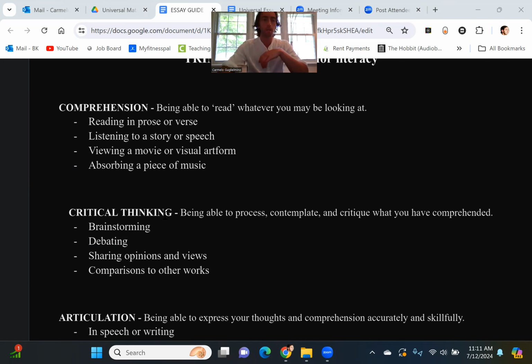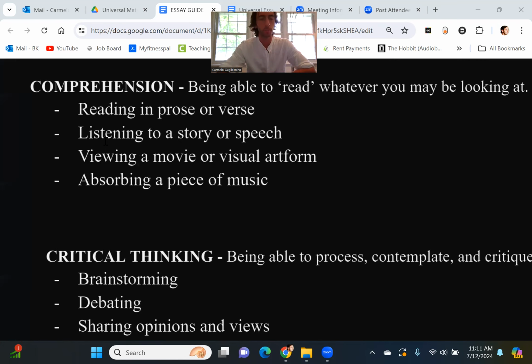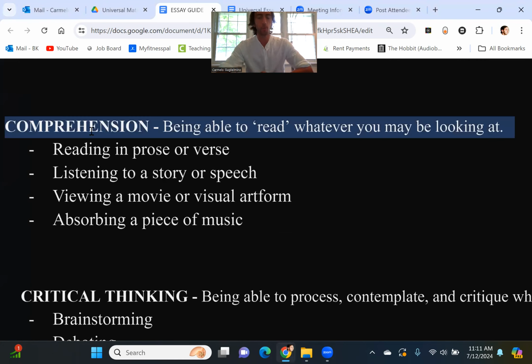Now, the first one is comprehension. So comprehension is what we have been doing in the past several videos, I would say, over 90% of the time that we've been discussing that stuff. Comprehension is simply the ability, as it says here, to be able to quote unquote read whatever you may be looking at, whatever you may be absorbing.